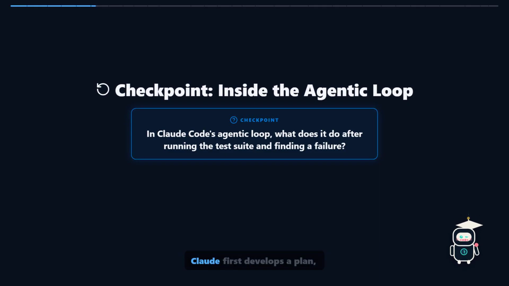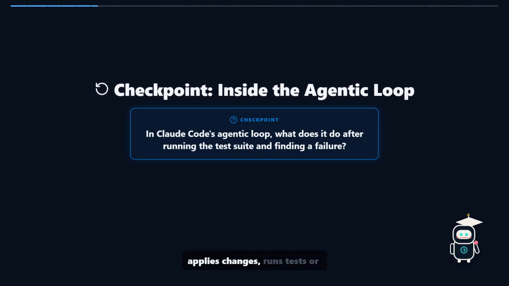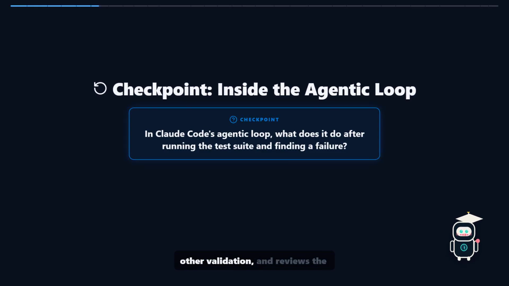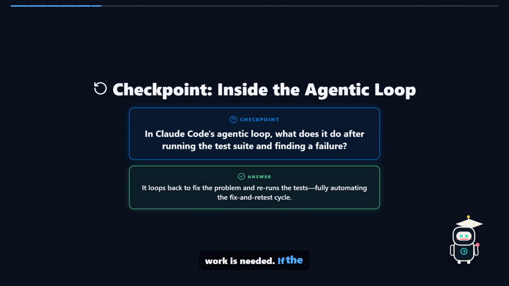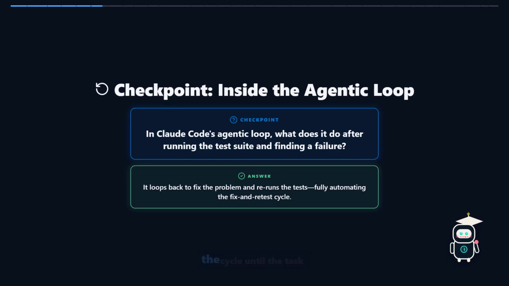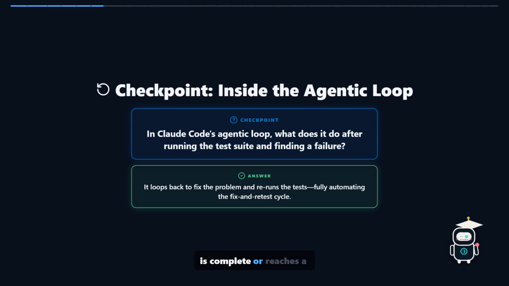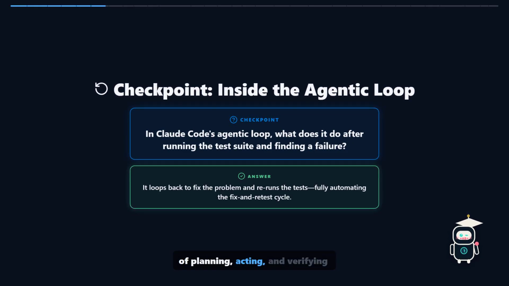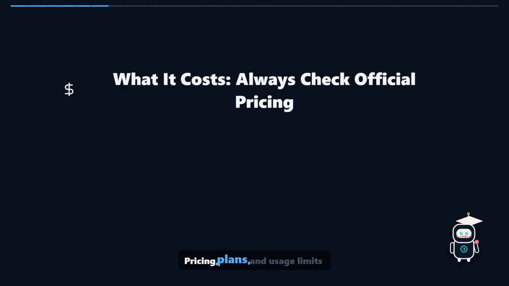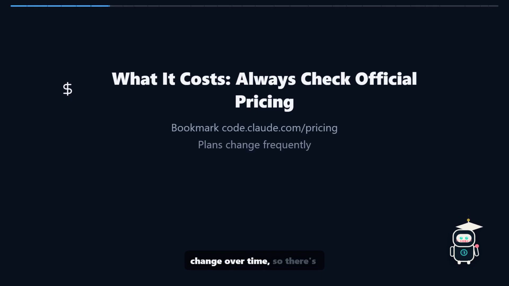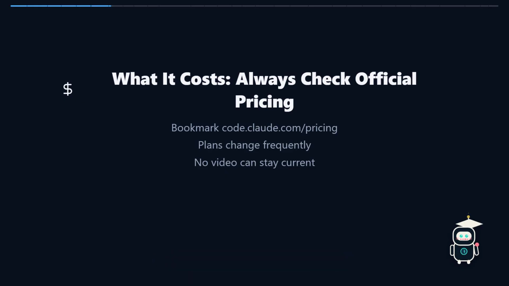The answer is that Claude first develops a plan, then reads the relevant files, applies changes, runs tests or other validation, and reviews the results before deciding whether additional work is needed. If the outcome isn't correct, it repeats the cycle until the task is complete or reaches a stopping point. That continuous loop of planning, acting, and verifying is what makes Claude Code an engineering agent instead of a traditional chatbot.